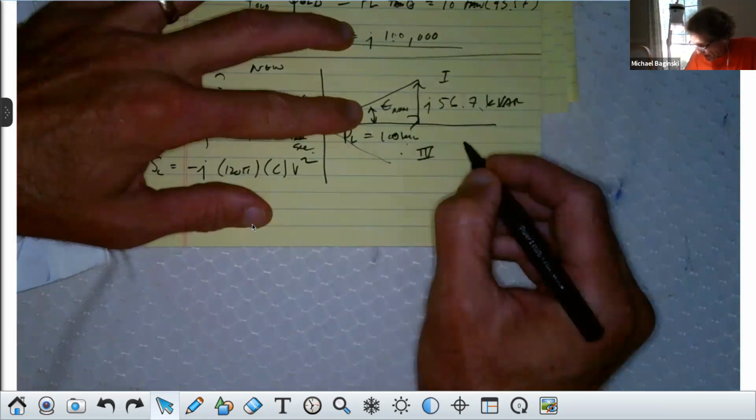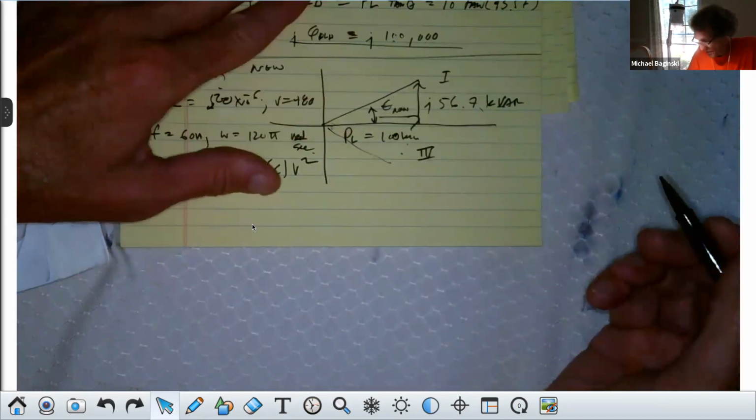Anyway, this is the new angle. So that means, how do we calculate that new angle? What's the easiest way? Just by looking?